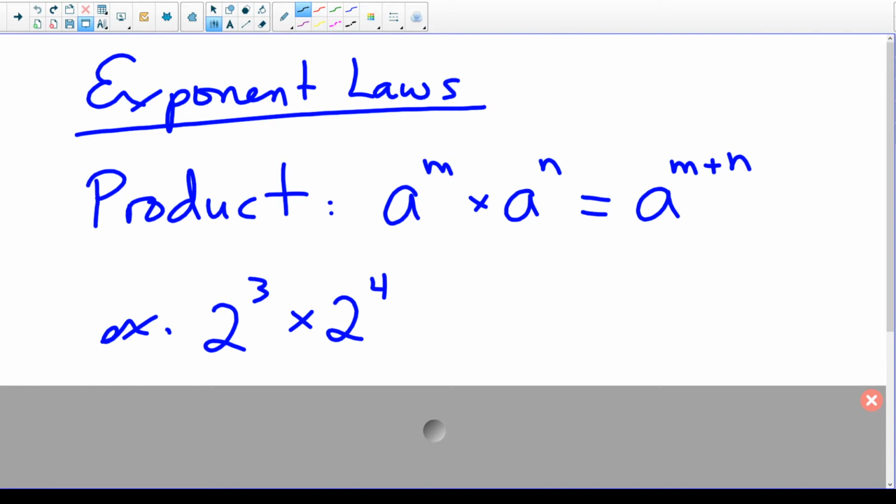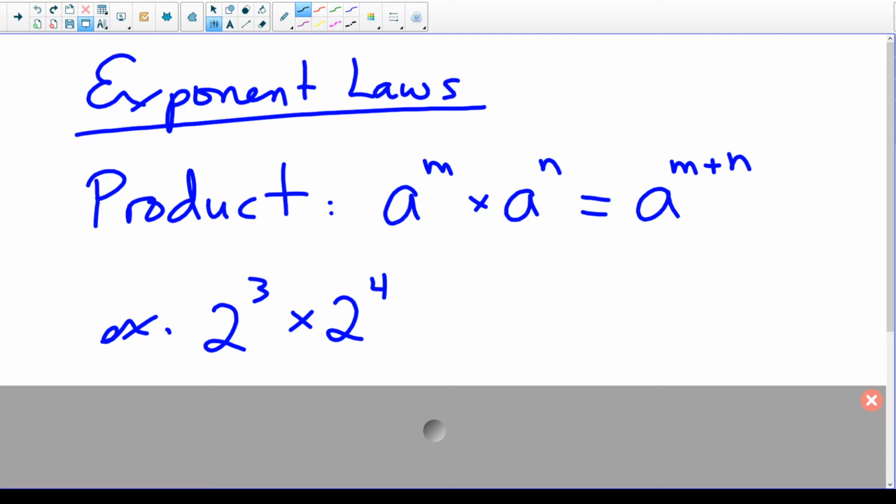Okay, good. So the first law that we're going to review today, and this is starting the exponent laws and rationals unit, is the product law, which we've actually already seen a little bit of when we were doing the exponentials section. But we're just going to go in a little bit more depth today with this.